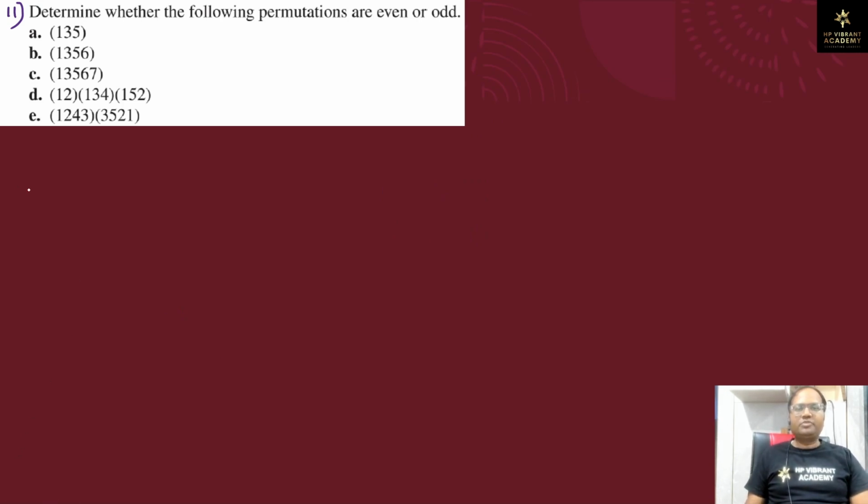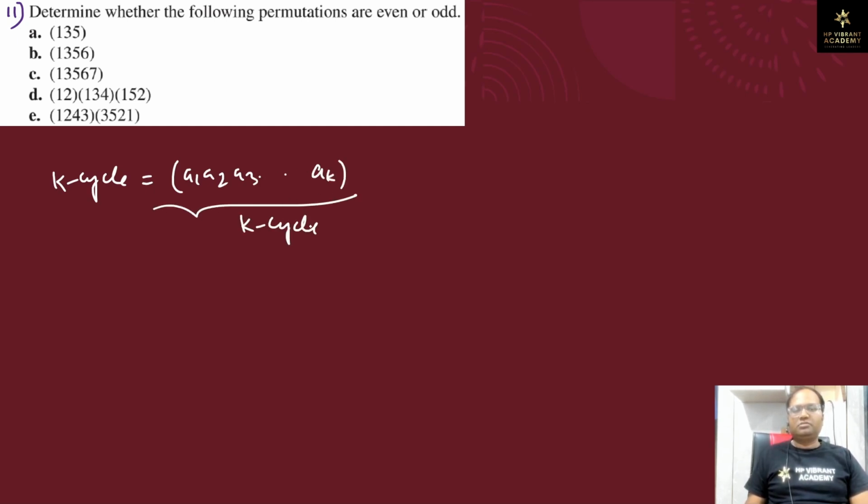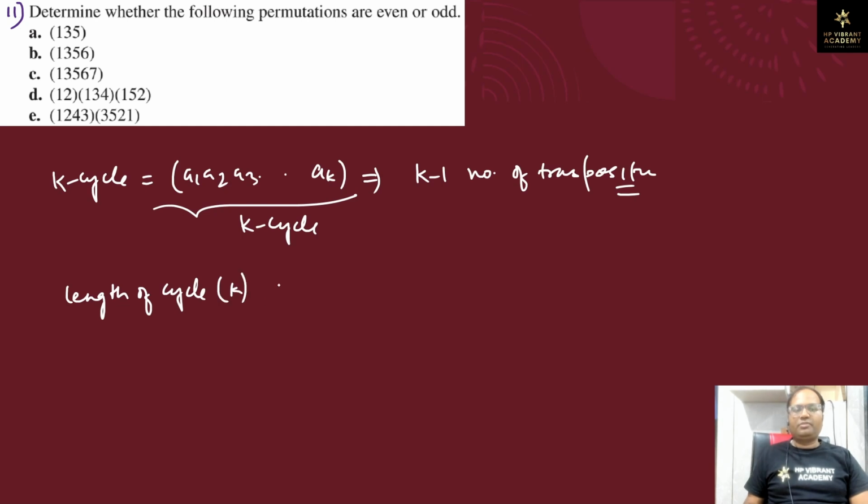What we have seen in the previous set of lectures is that a K cycle, suppose we have a K cycle like this, (A1 A2 A3 ... AK), can be decomposed into K minus 1 transpositions. So we have the length of the cycle, that is K, and the number of transpositions, K minus 1, and the type of permutation.